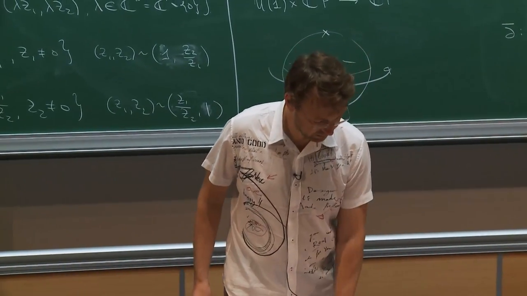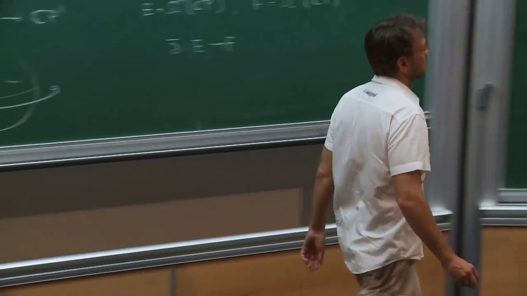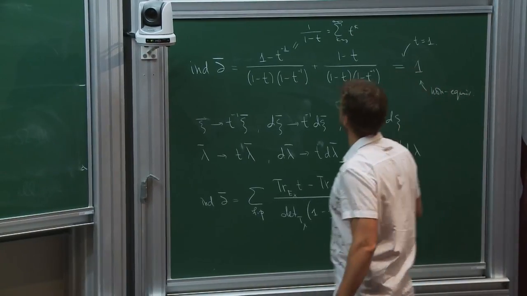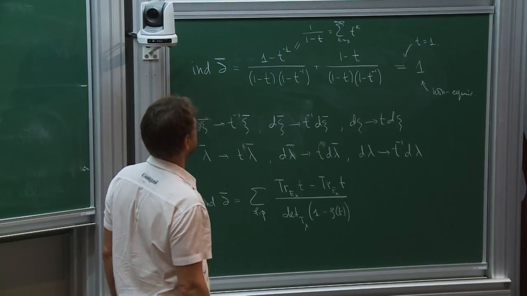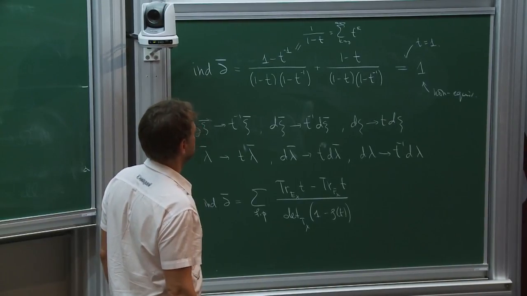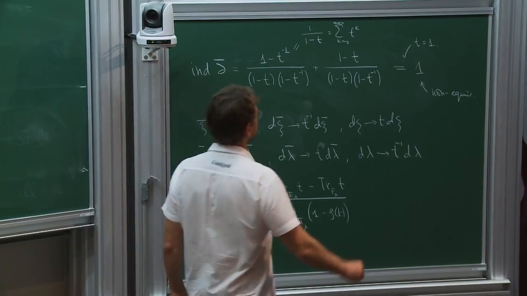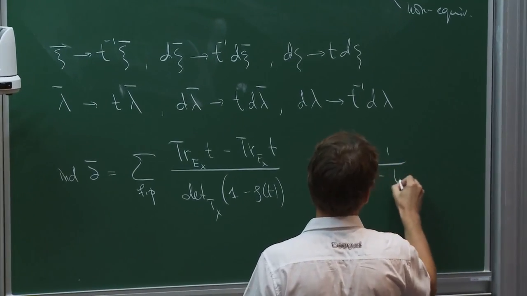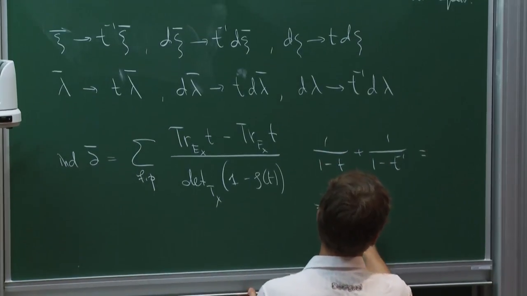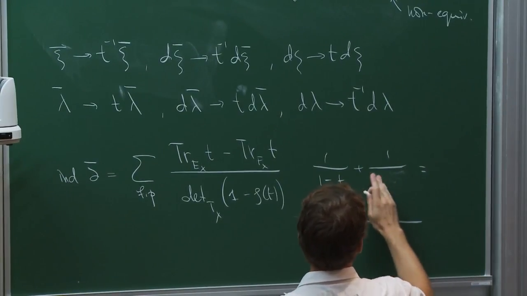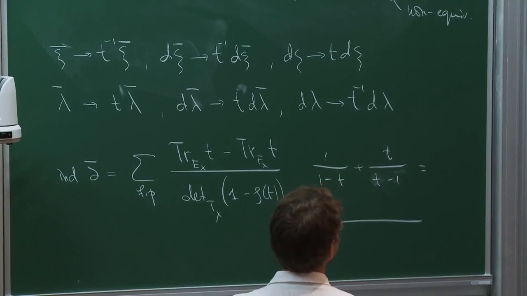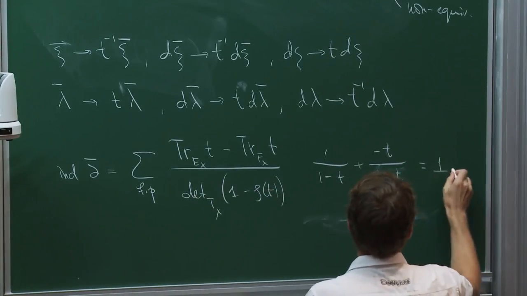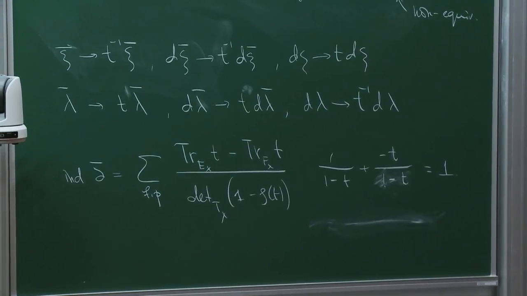In a way, the only thing I'm trying to tell you is that there is a way to get the non-equivalent index. Well, it looks like it's just one without any limit. Right. So it's 1 over 1 minus t plus 1 over t minus 1, right? So this is t minus 1 over t... which is 1 minus t, right? Yeah, it's 1. But this is exactly the non-equivalent index, which you can calculate right away.